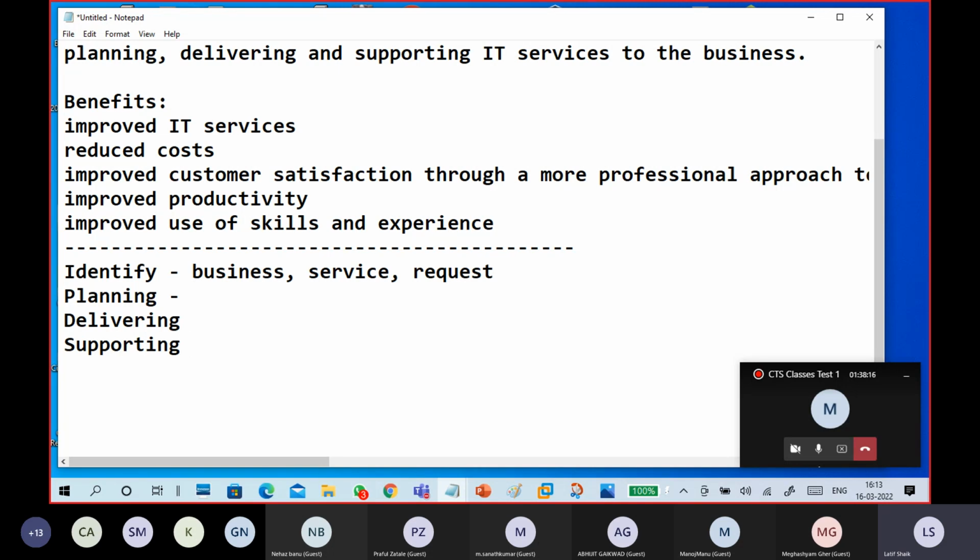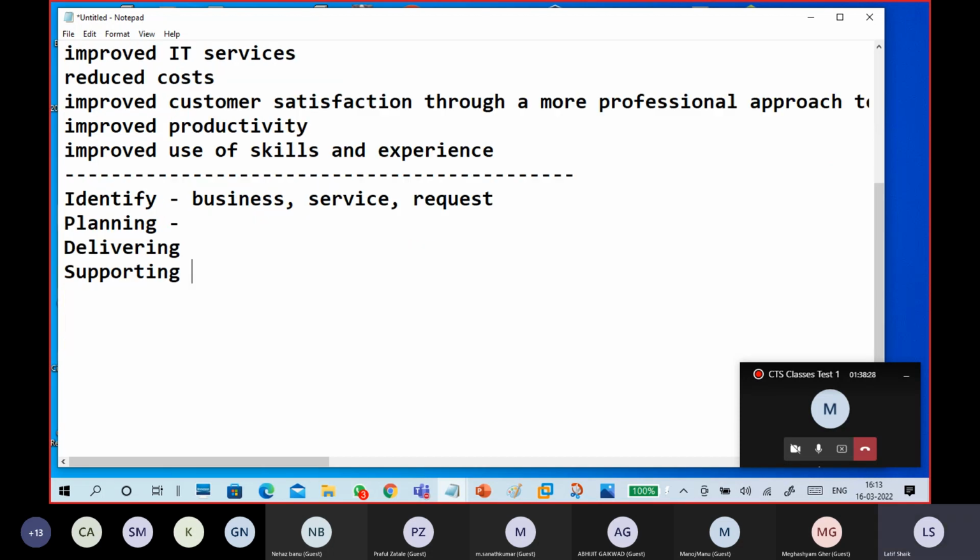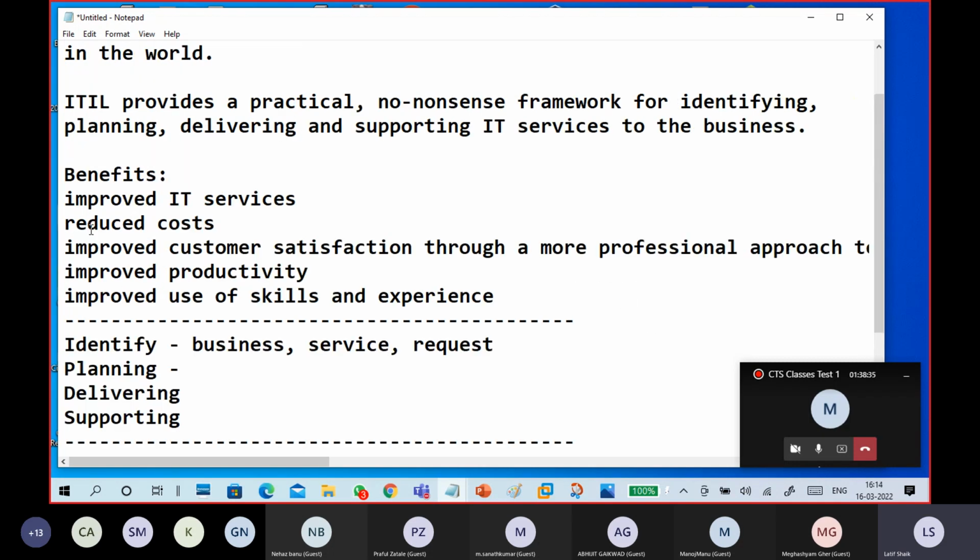So this is the overall part of your ITIL: identifying, planning, delivering and supporting IT services to the businesses. This is a small part. What are the benefits of doing this? Your service will be improved. Earlier it was only internet service. Now it can be a media service. Like in Bangalore, it was very difficult to watch regular TV streaming.